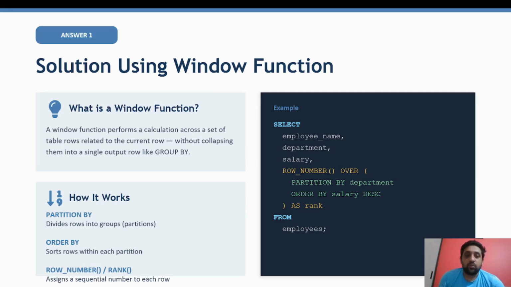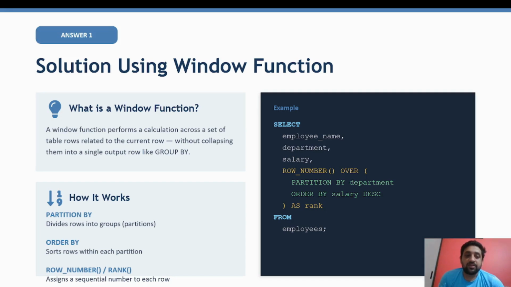Row number is the window function. It assigns a number 1, 2, 3 to each row. Over is the keyword that tells SQL, hey, apply this function across a window of rows. Partition by department means reset the numbering for each department. So engineering gets its own 1, 2, 3 and HR gets its own 1, 2, 3 separately.